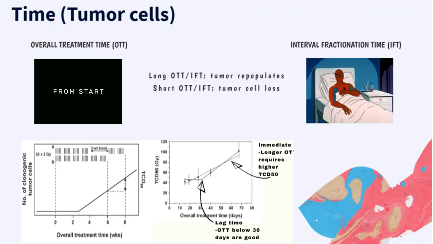There are two defined times. One is the overall treatment time, which is the time from the beginning of the treatment to the ending of the treatment. Interval fractionation time is the time a patient is allowed to rest so that the normal cells can repair themselves, and also so that the tumor cells can redistribute themselves in the cell cycle, and the inner part of the tumor can reoxygenate, to allow it to be more radiosensitive for the next fractionation.